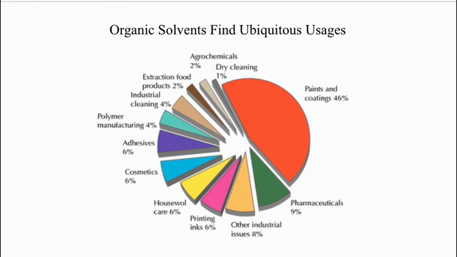Wherever a chemical reaction is required to produce a chemical product, you can find organic solvents. And this is why you find the use of organic solvents in a ubiquitous range of industries. And here's a chart detailing the uses in various industries. I'll leave it up here for a few seconds for you to observe.